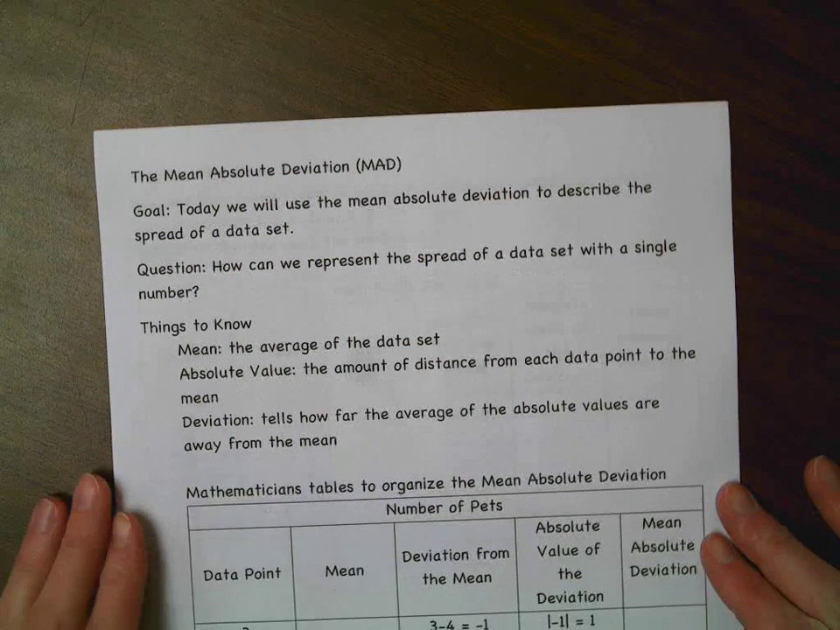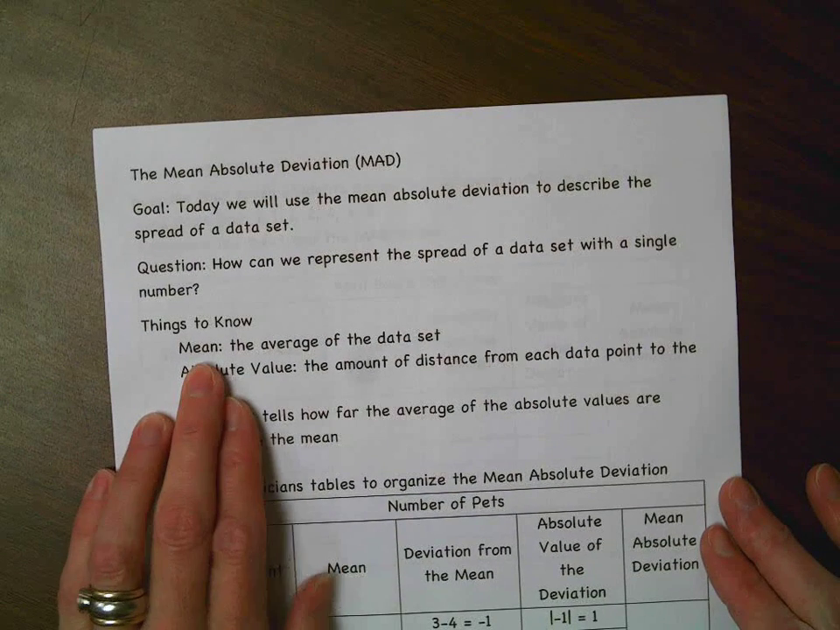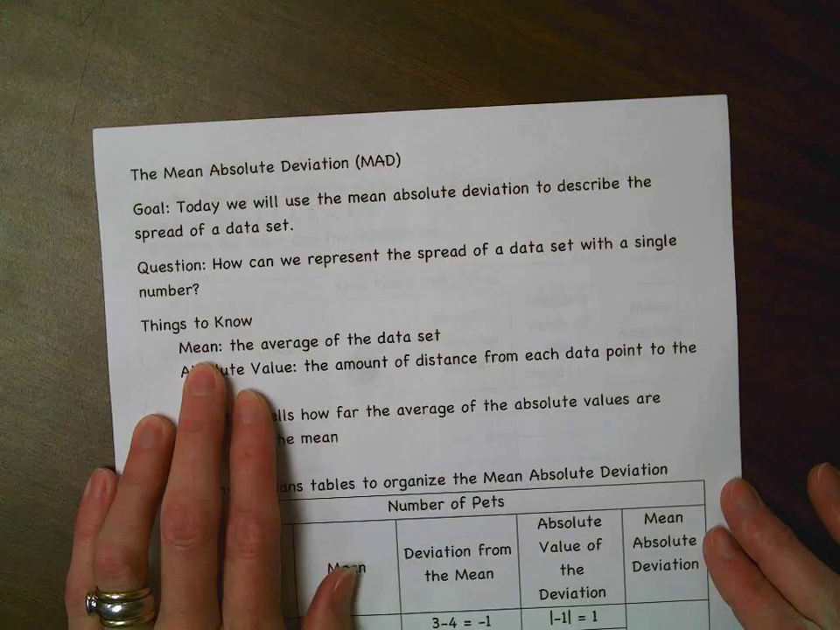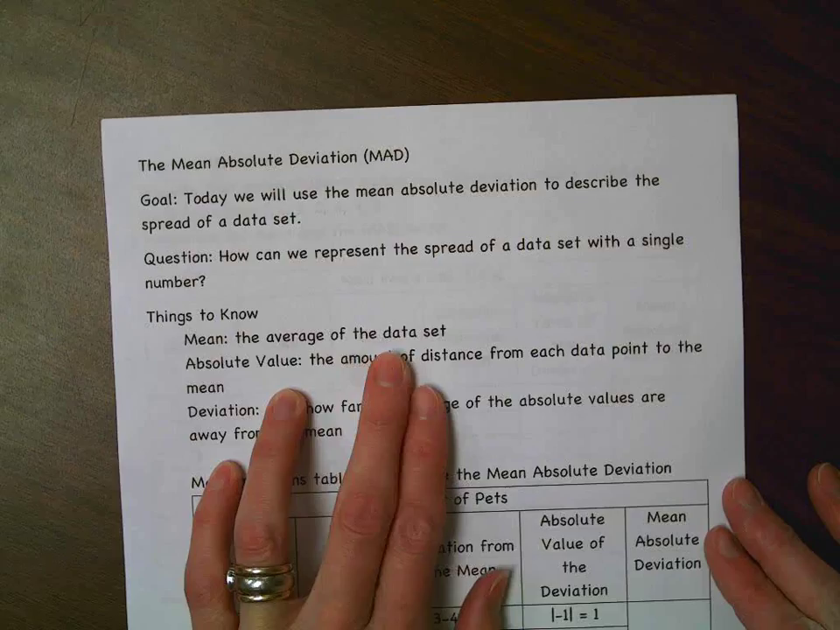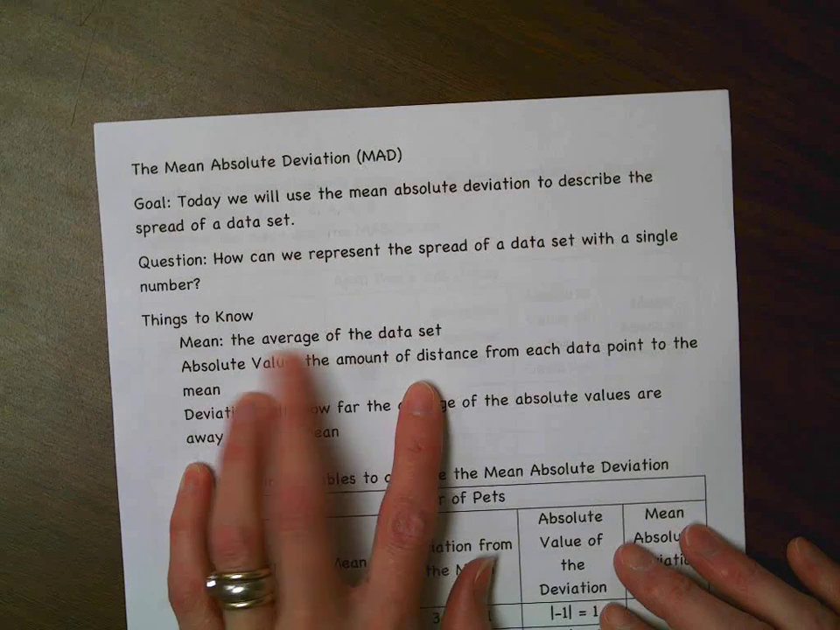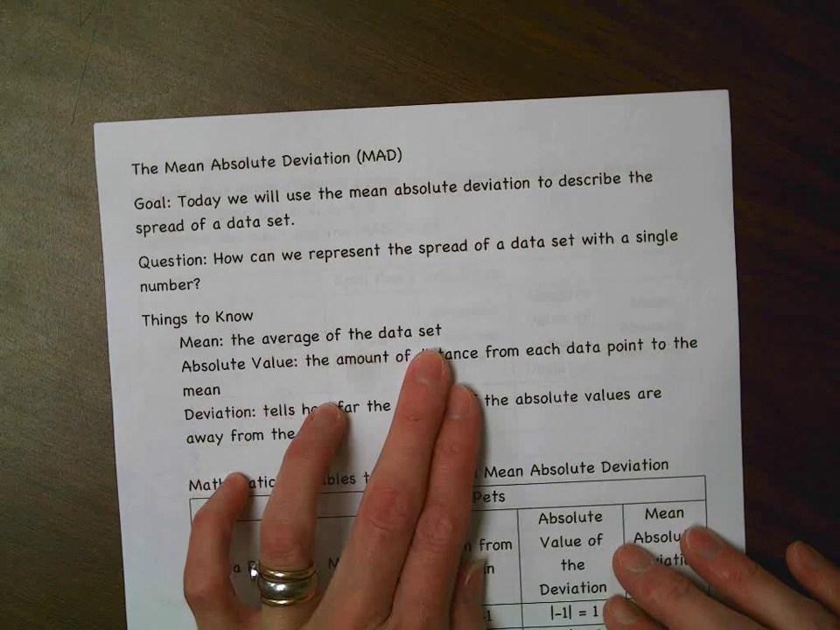Okay, things to know. We already know mean. The mean, you've been working with it for several lessons now. The mean gives you the average of the data set, so the fair share. So what would every person in your group get? What is their fair share? What is the average of the data?